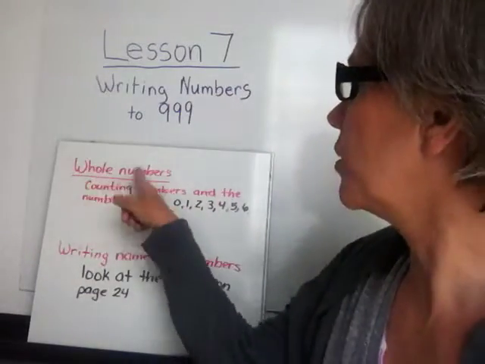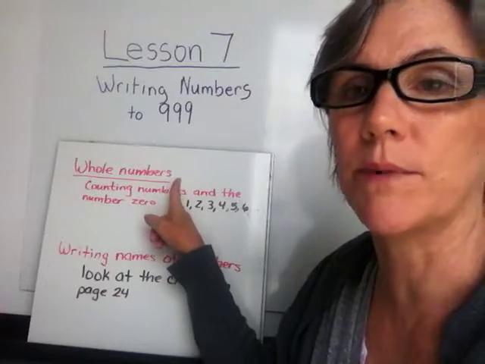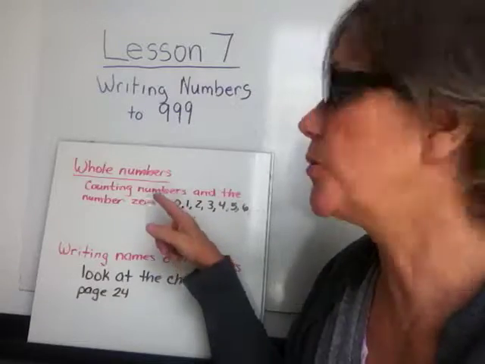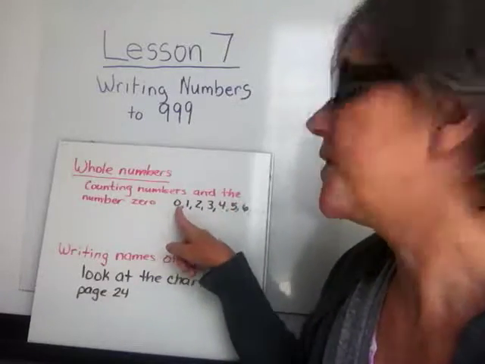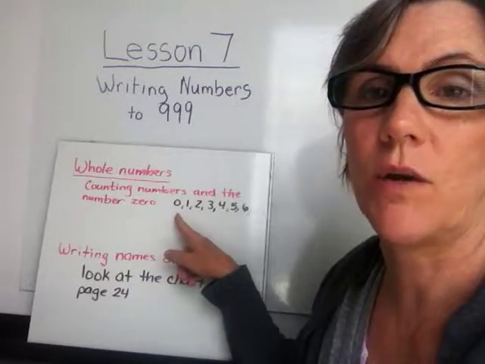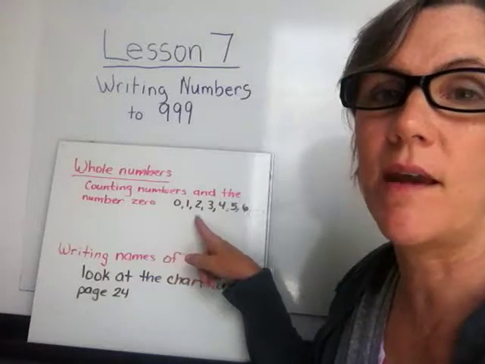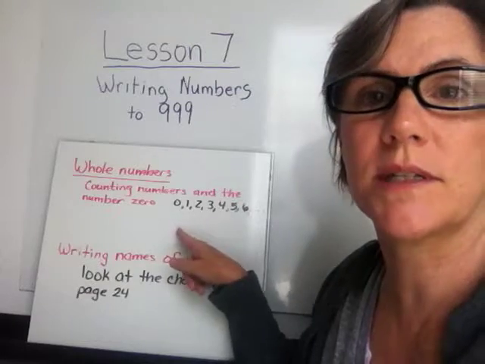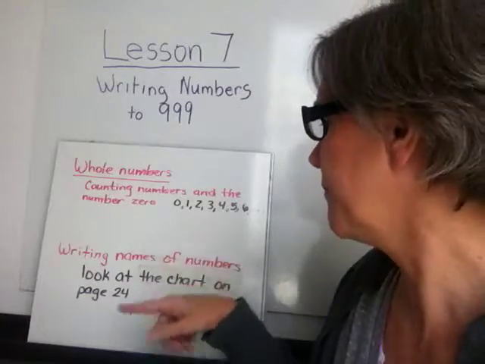Okay, so today we're going to learn about what whole numbers are. Whole numbers are the same thing as counting numbers, which we already learned about, with a 0. So whole numbers are 0 and then all the counting numbers. And counting numbers are just the numbers as though you were counting objects.